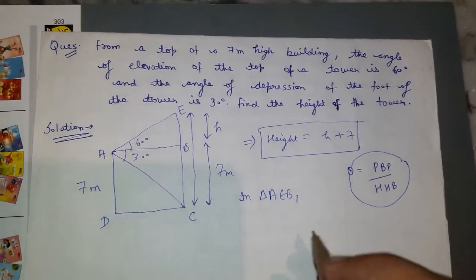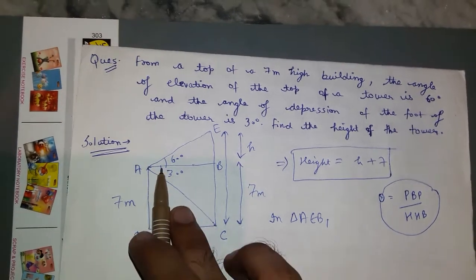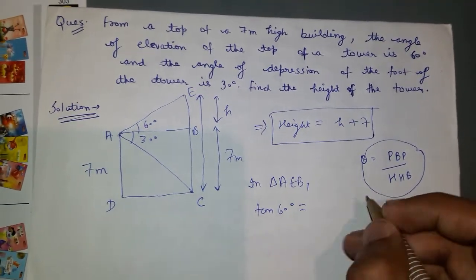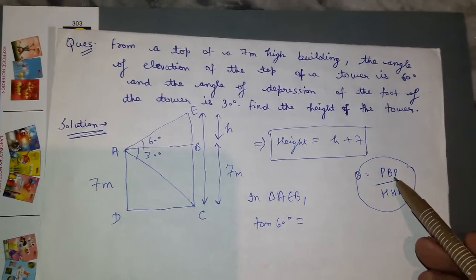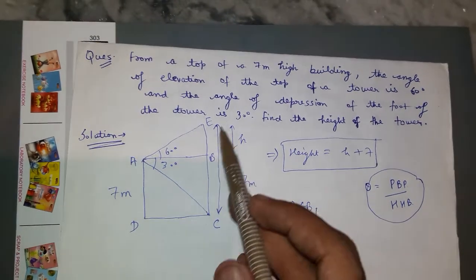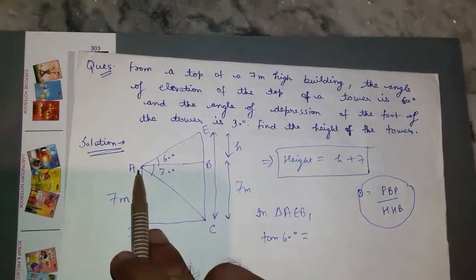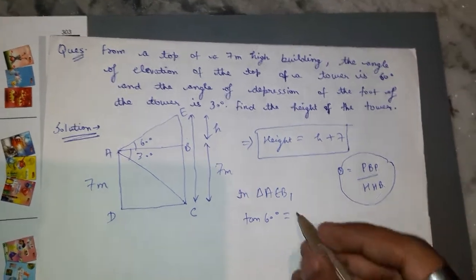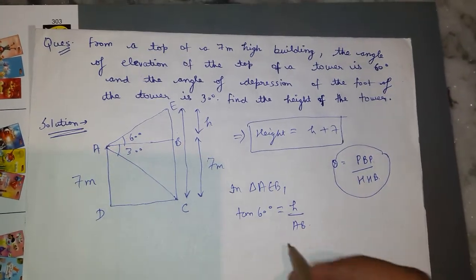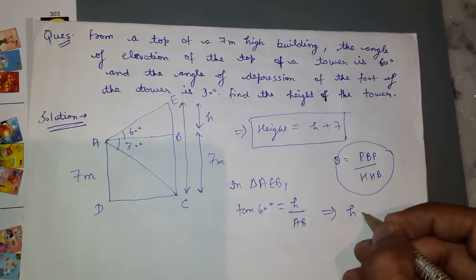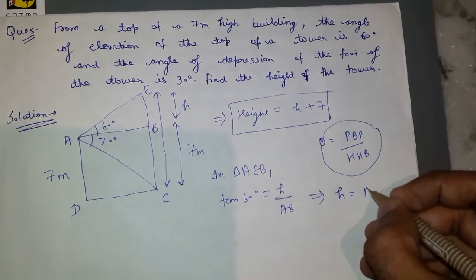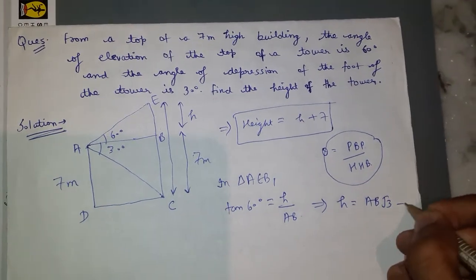In triangle AEB, with the 60 degree angle, tan 60 degrees is equal to... tan means perpendicular upon base. The perpendicular is h, and the base is AB. So we can write h upon AB. From this, h is equal to AB times tan 60 degrees, which is root 3. So h equals AB root 3. This is equation 1.